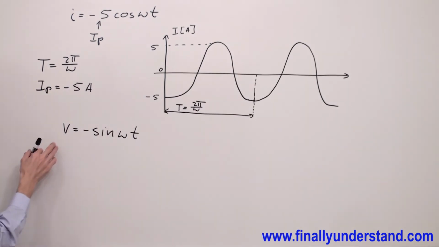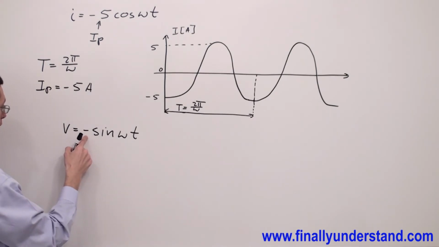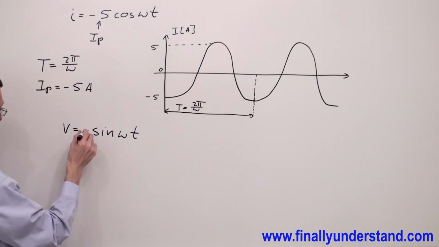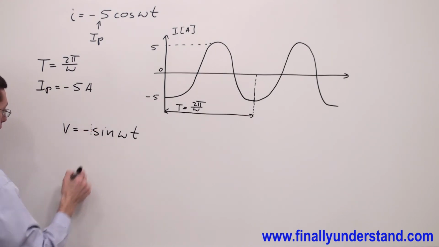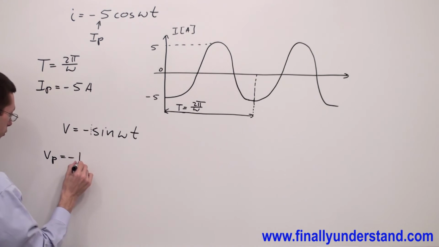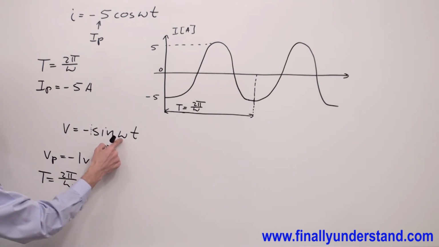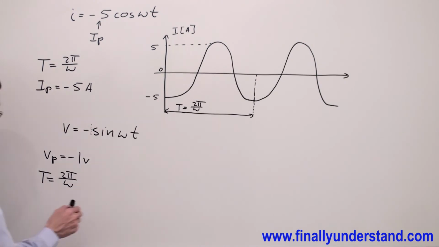If you are going to look at this example, I have minus sine omega t. Remember, anytime I do not have any numerical integer, there is always an invisible 1 over here. So my voltage peak is equal to negative 1 volt. And my period is 2 pi over omega, because omega is not expressed in numerical form.